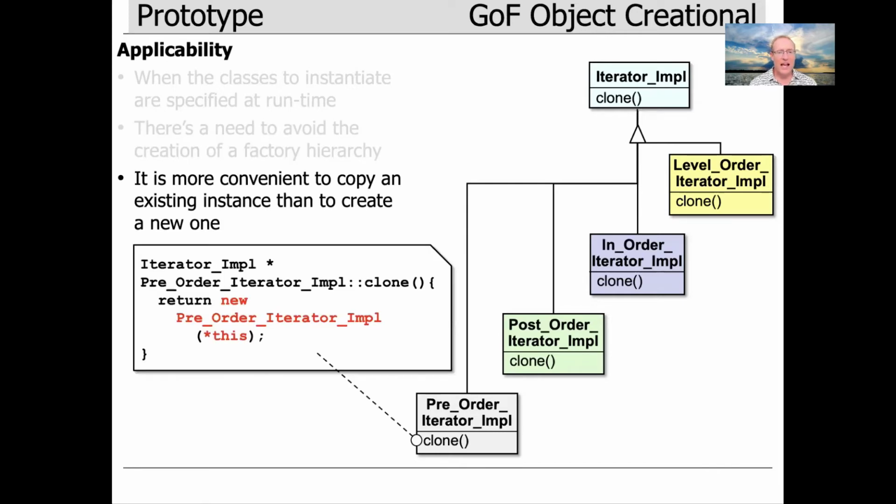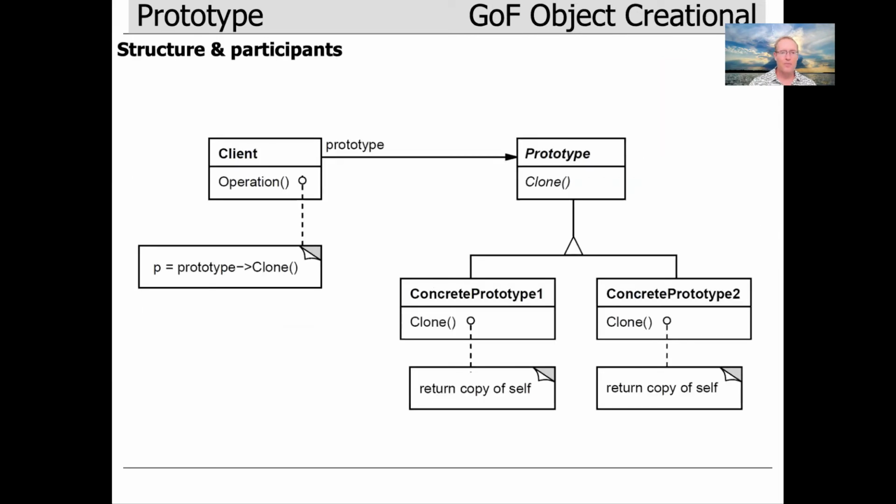And you should also consider applying this pattern when it's convenient to copy an existing object rather than creating a new one. So you can see here, when clone is called by the abstraction portion of the bridge pattern, what the clone implementation does at each derived class in this hierarchy is it uses the copy constructor of itself to make a copy of this object. So it does essentially a copy of the state of that particular object at that particular point.